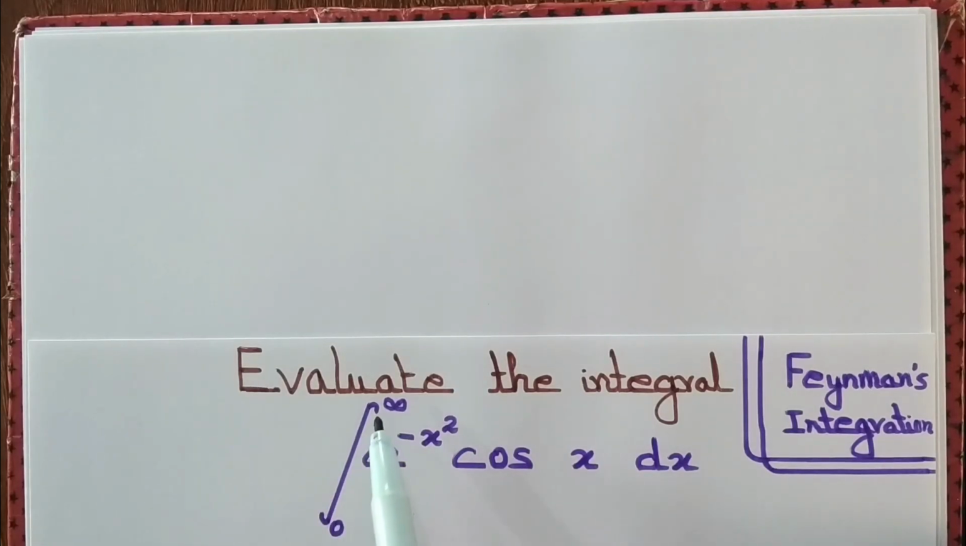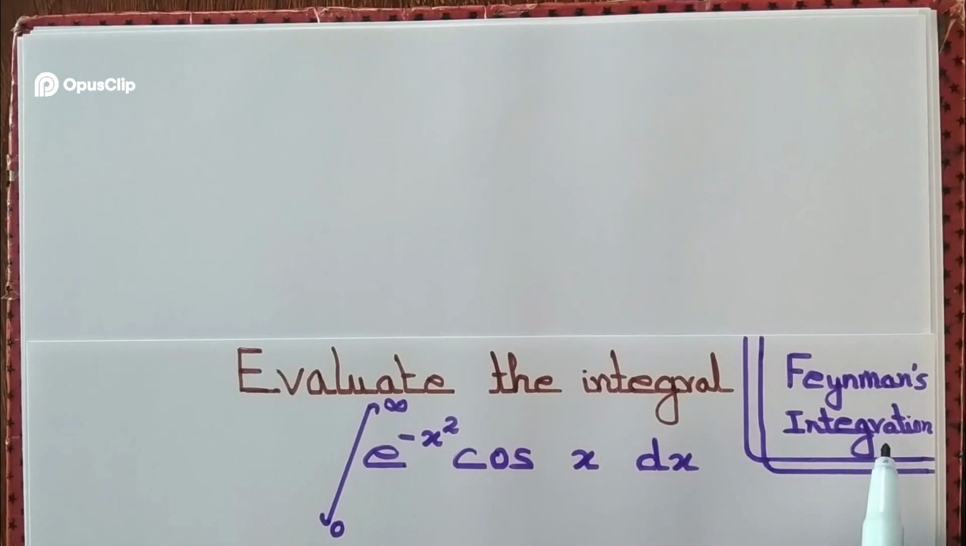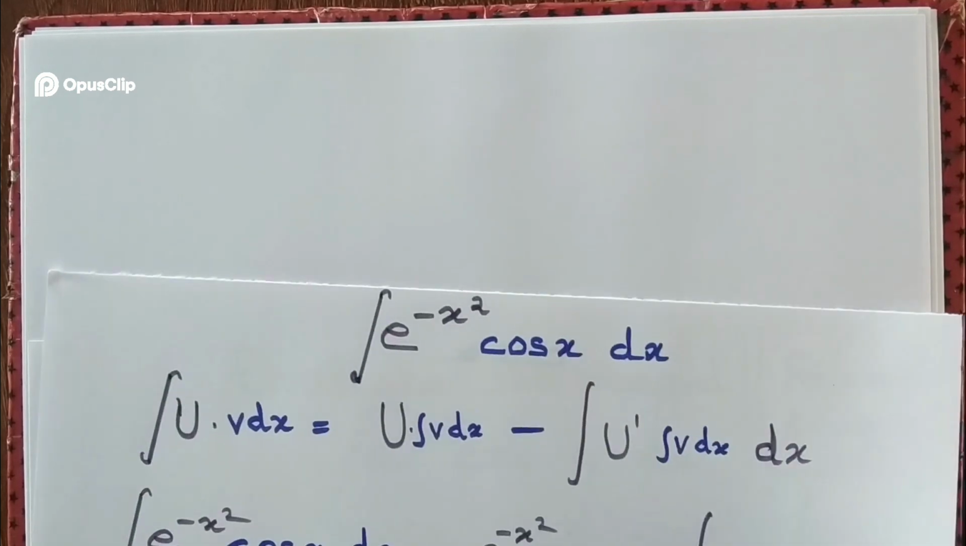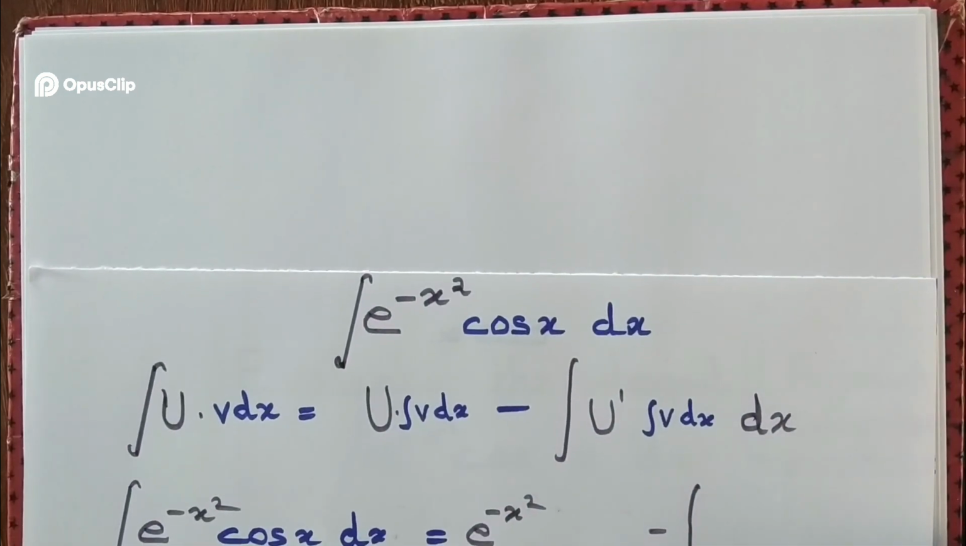In this video, we evaluate the integral of e to the power minus x square cos x dx as x changes from 0 to infinity. We'll do it by Feynman's technique of integration, whereby we'll simply be differentiating under the sign of integral. Let's do it. Observe that you may speculate that we will simply do it by integration by parts.